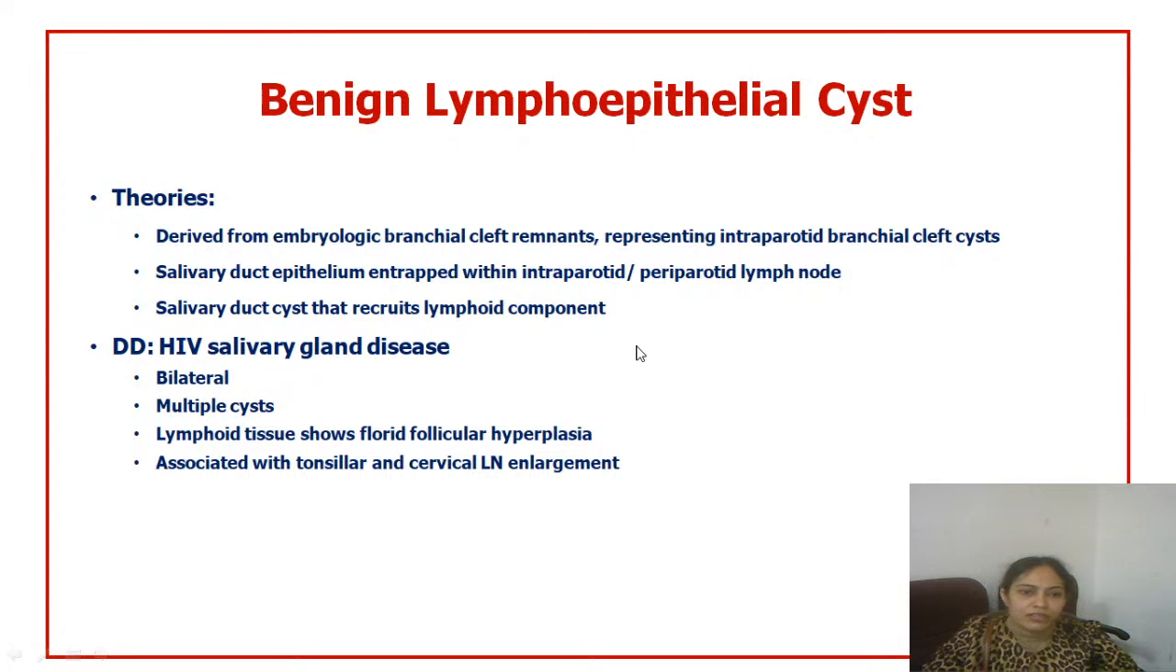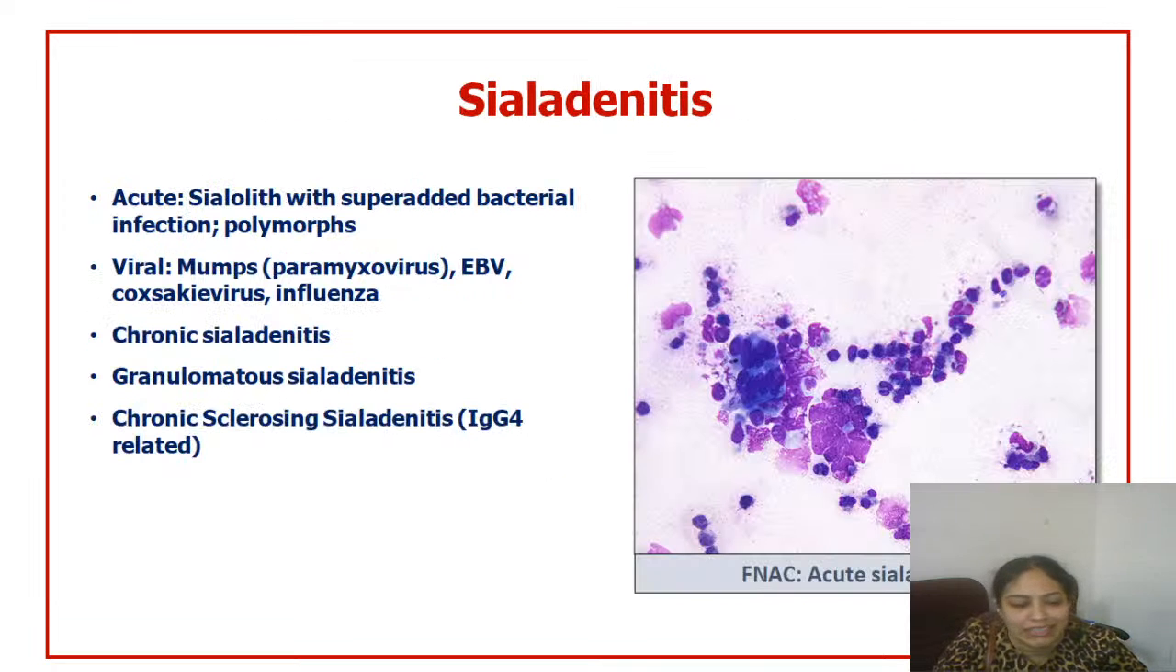There are a number of theories of how this lymphoepithelial cyst arises, which include whether they are derived from embryological branchial cleft remnants which represent parotid branchial cleft cysts, or whether the salivary duct epithelium got entrapped within an intraparotid or a periparotid lymph node, or a salivary duct cyst which recruited lymphoid component. So we are still not clear on how these lesions arise. Next we go on to the inflammation of salivary glands. Again, sial is salivary and adenitis is inflammation. So sialadenitis refers to inflammation of the salivary gland.